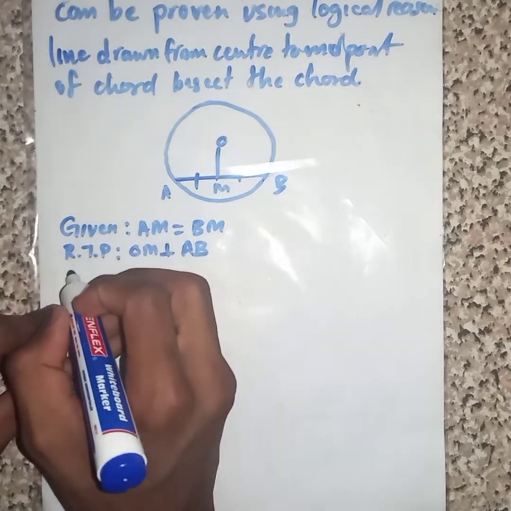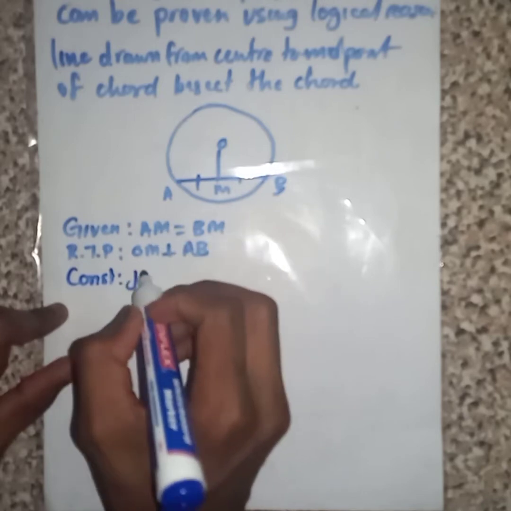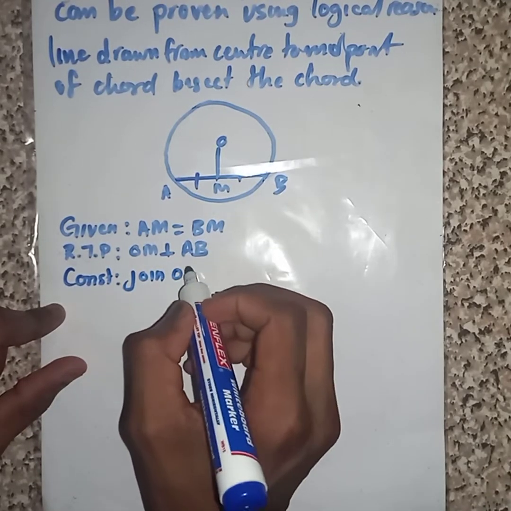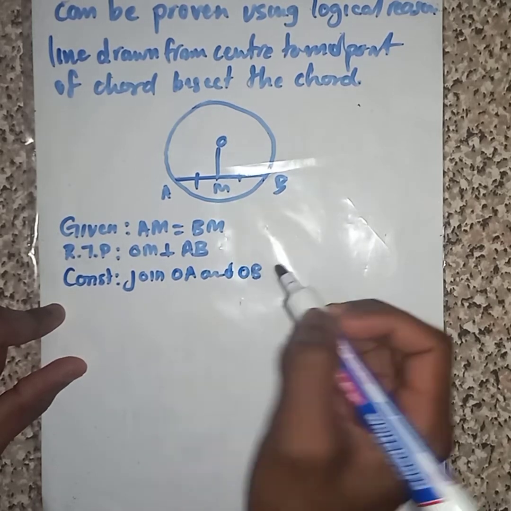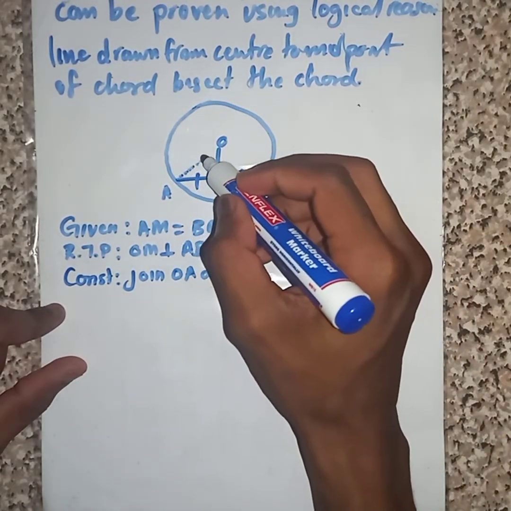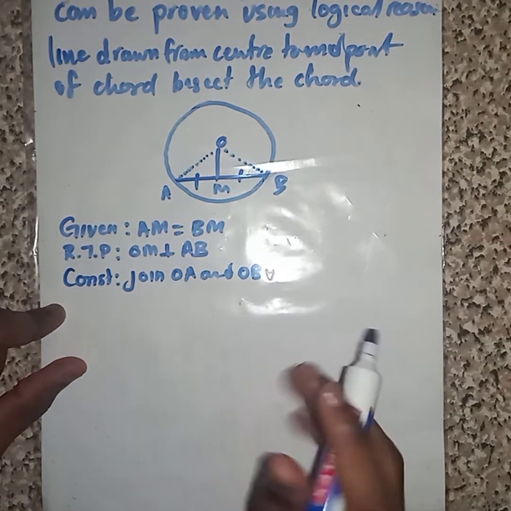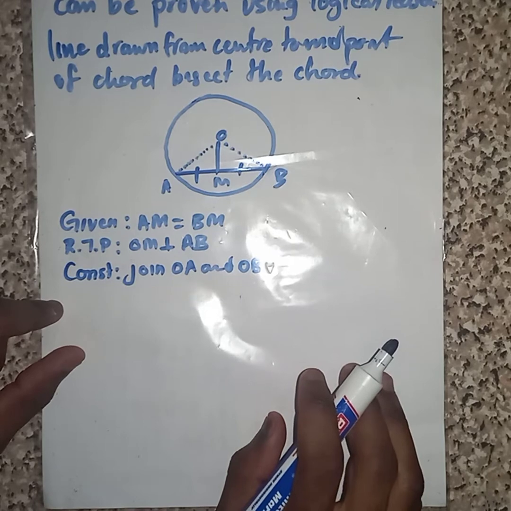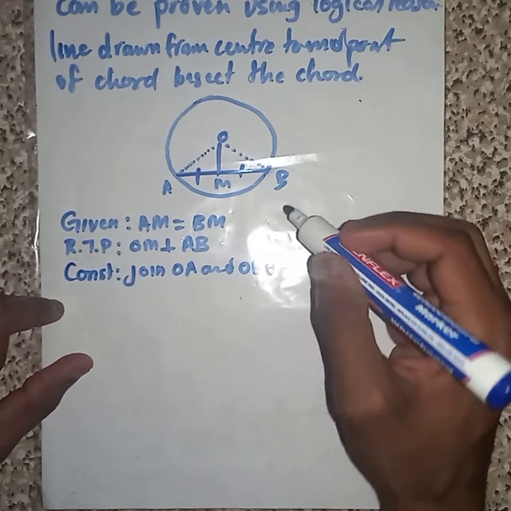How? We are going to construct by joining, let's join OA and OB. Then we also construct on our diagram there. Then now we have constructed. Let's see if you can look carefully.